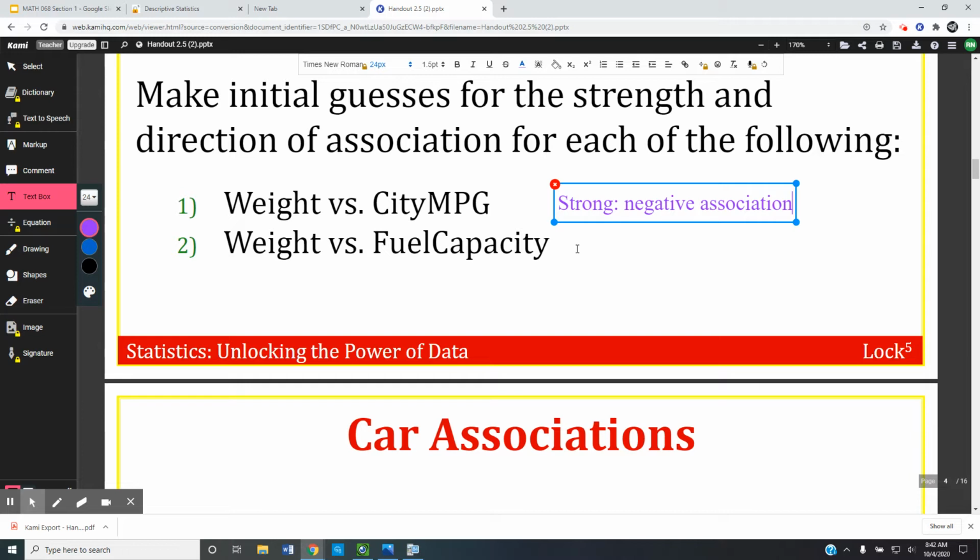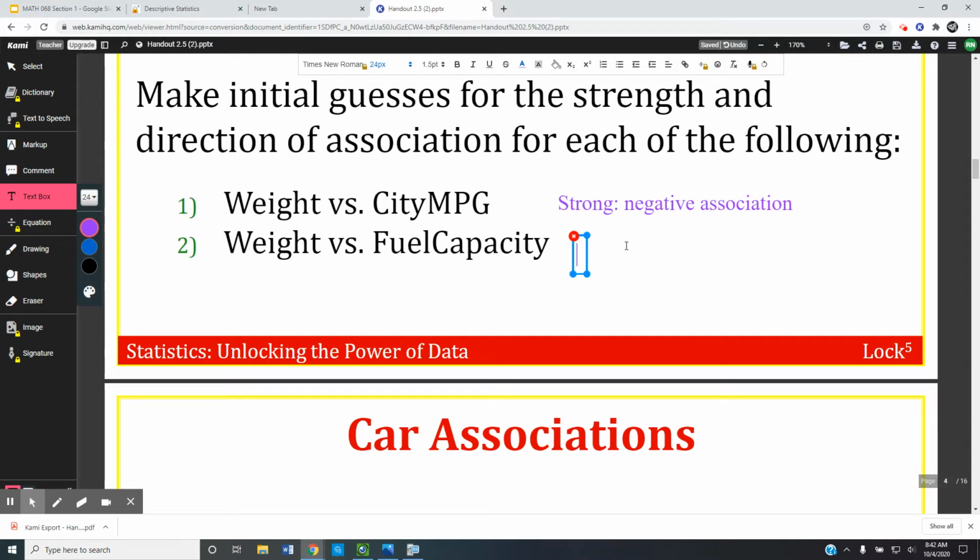Second one, weight and fuel capacity. Okay, so I have this great big truck. I have all this stuff. I want to put more weight in. I want to do things. Should I be able to hold more fuel? Well, I should be able to hold more fuel because I know I'm going to use more fuel.